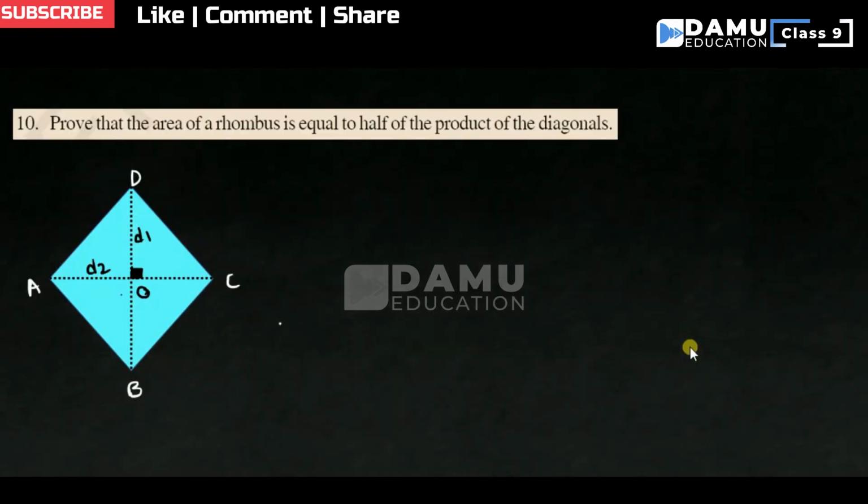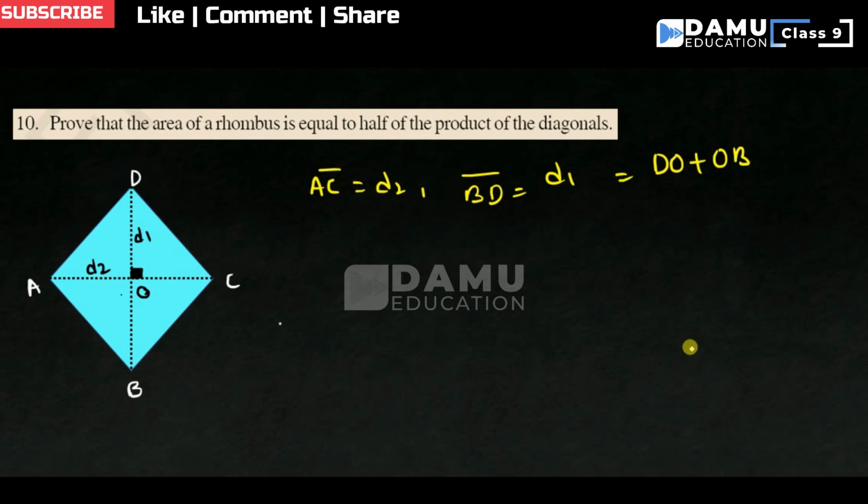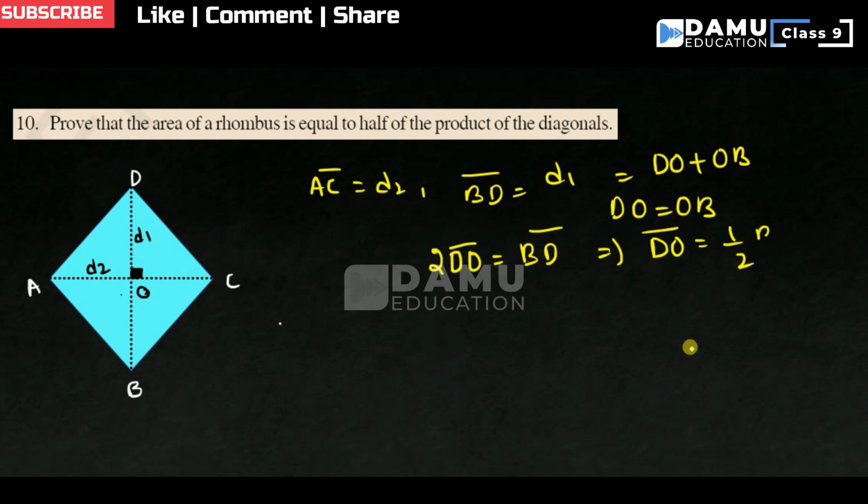So here is another method. The diagonals: AC will be equal to D2, and BD will be equal to D1. BD can be written as DO plus OB. Here DO will be equal to OB, because the diagonals bisect each other. So 2DO will be equal to BD, then DO will be equal to 1 by 2 BD. BD is D1.